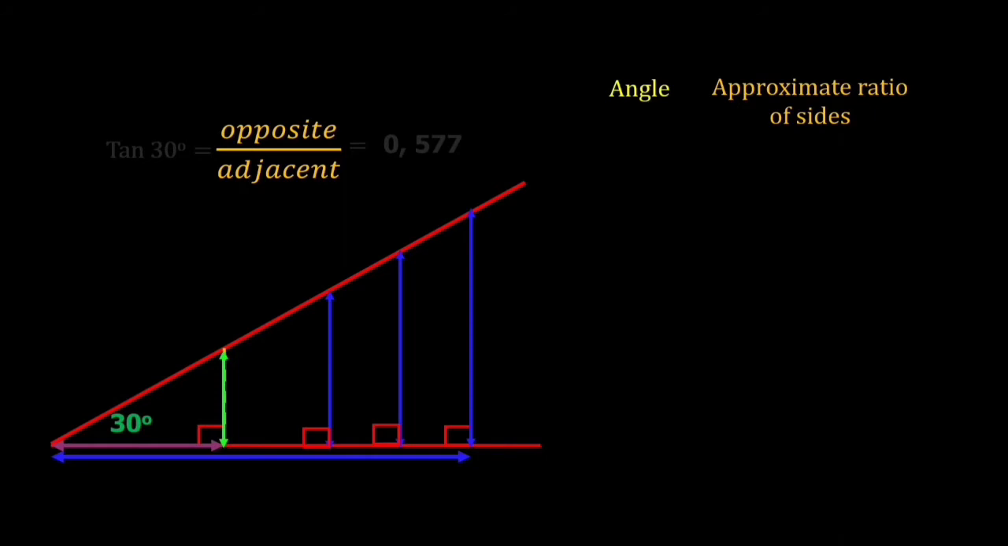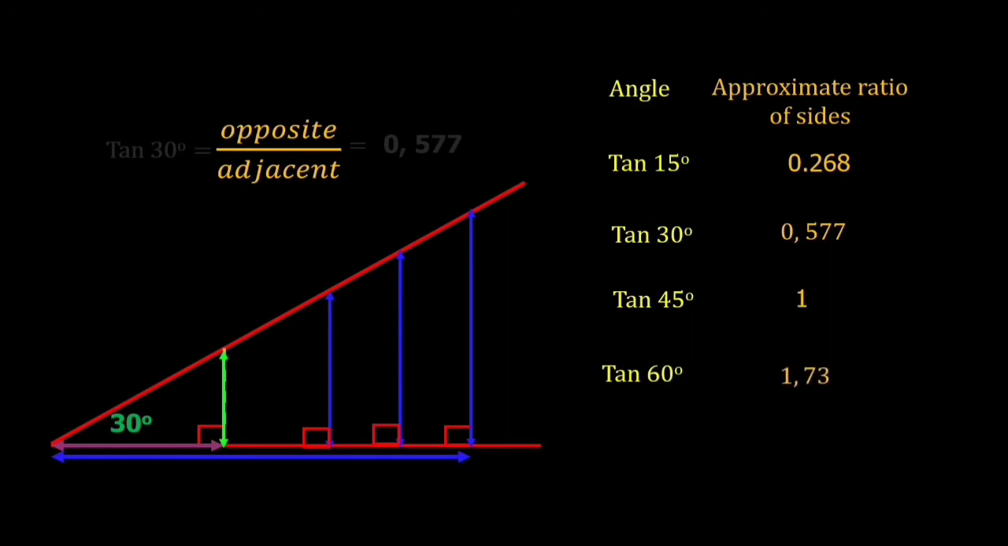They did it for a different number of angles, but we're just going to focus on, for now, 15, 30, 45, and 60. You can go on and on for different angles. So when the angle is 15, the ratio of the opposite over the adjacent is 0,268. When the angle is 30 degrees, the tan of 30 is 0,577. When the angle is 45, the ratio is 1. And when the angle is 60, it's 1,73.